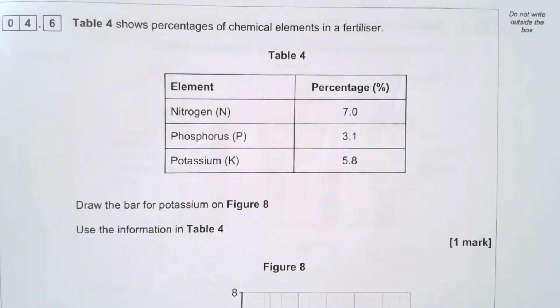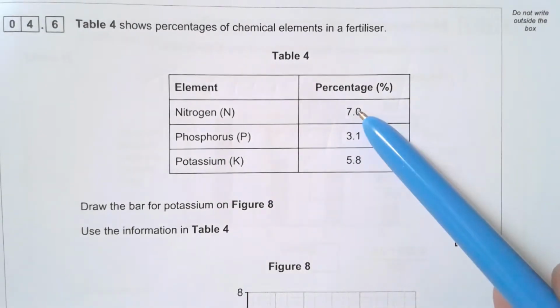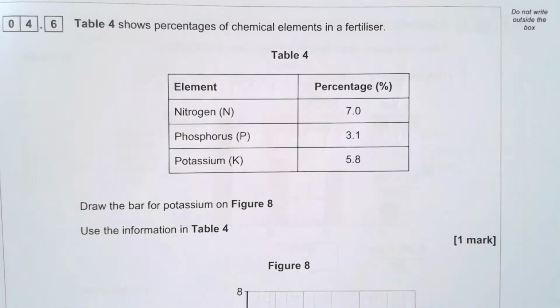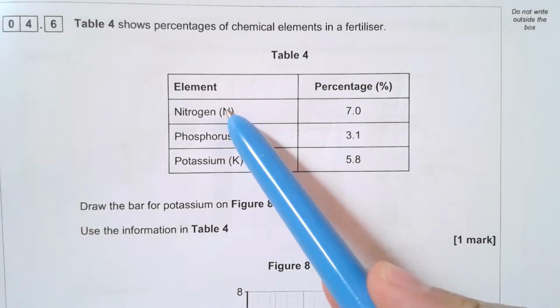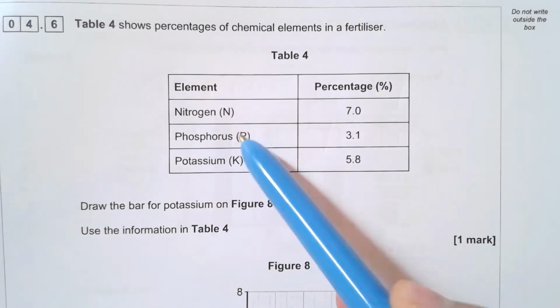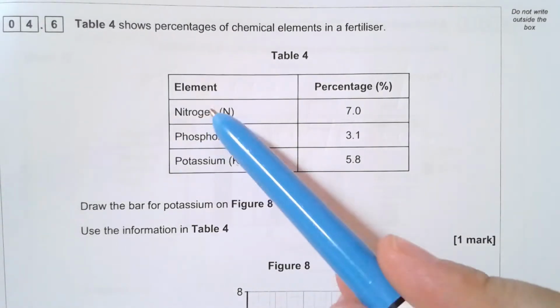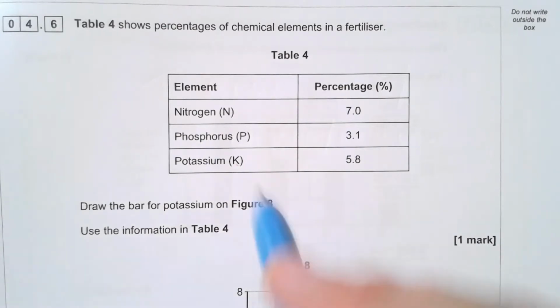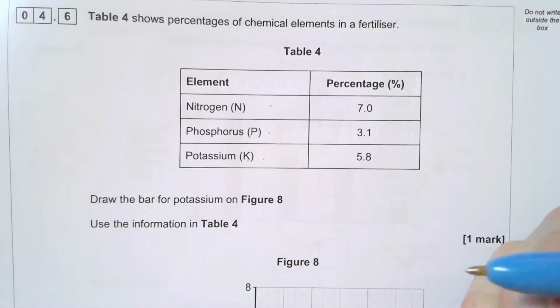Table 4 shows the percentages of chemical elements in a fertilizer. You've got nitrogen 7%, phosphorus 3.1 and potassium 5.8. You'll notice they've given you the symbols as well for nitrogen, phosphorus and potassium, NPK. So most fertilizers will be called NPK fertilizers because they contain these three elements.